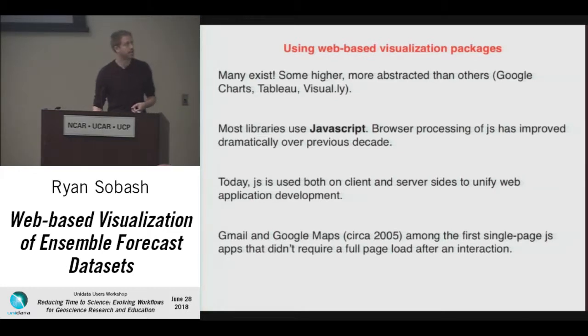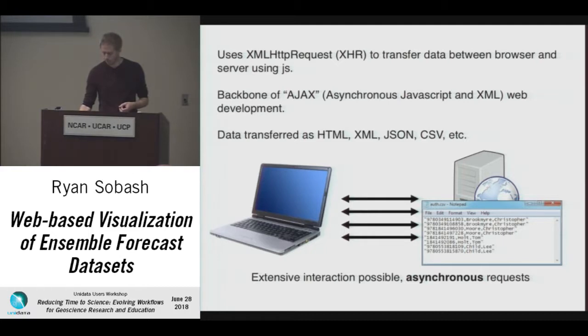So a lot of this under the hood uses what's called XML HTTP request, or just XHR. This is a technology that was put into the JavaScript standard a while ago, in the early 2000s, and it's a method to transfer data between the browser and the server. This forms the backbone of what's called AJAX, which is asynchronous JavaScript and XML web development.